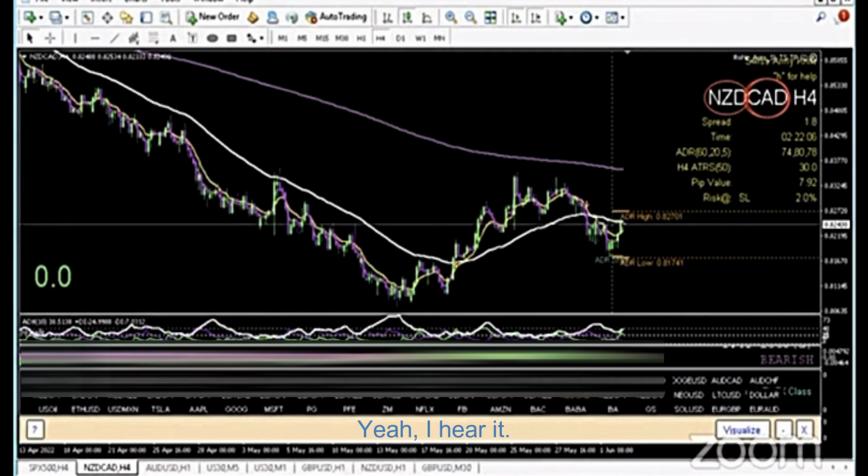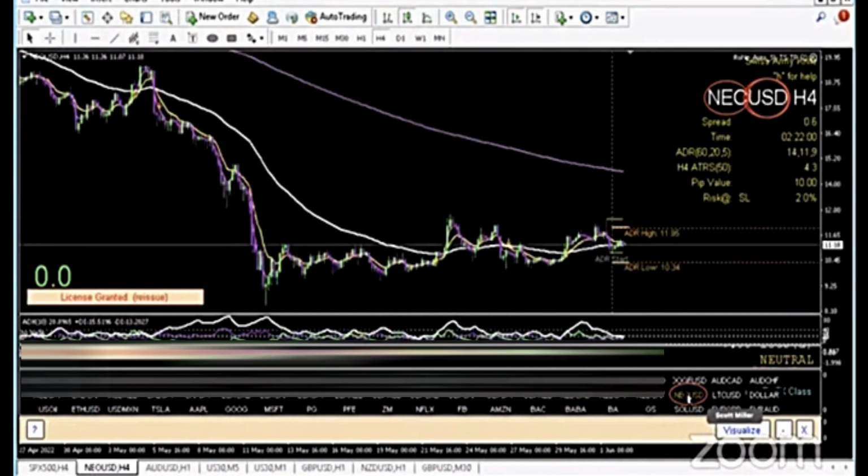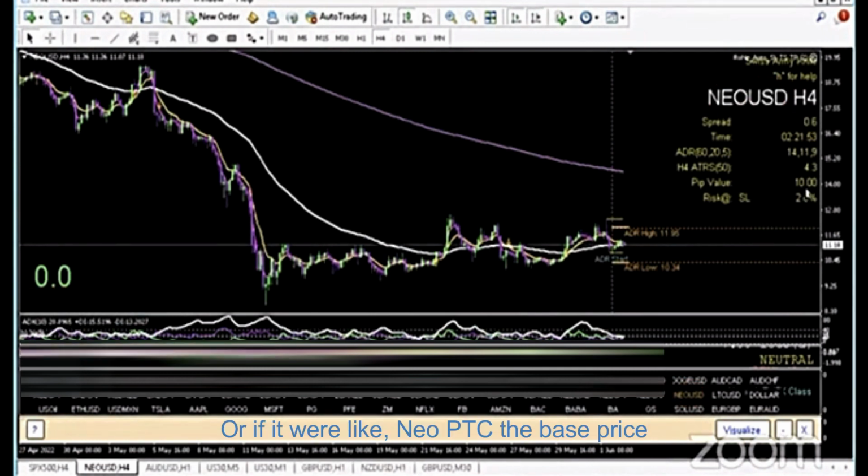Well, yeah. Here, if we do cryptos, like we have Neo USD. Yeah, it's priced in USD. Or if it were like Neo BTC, the base currency would be BTC. Bitcoin. Yeah, that's okay. So it's opposite.